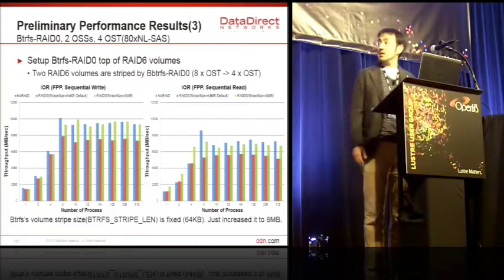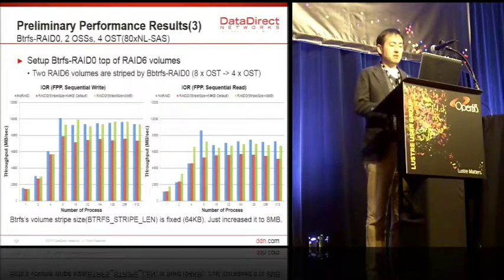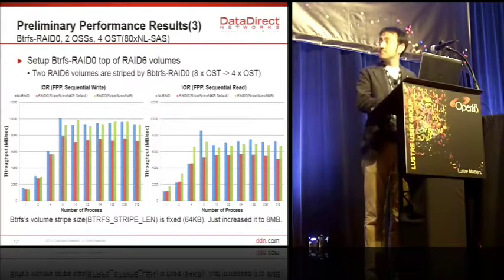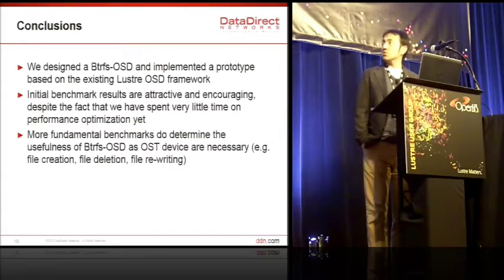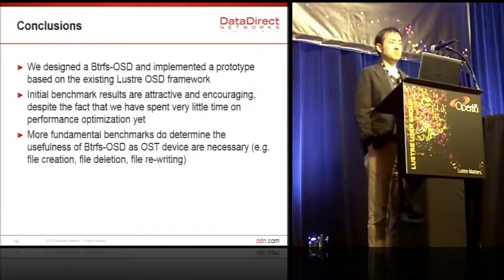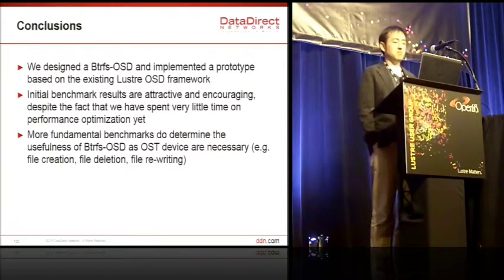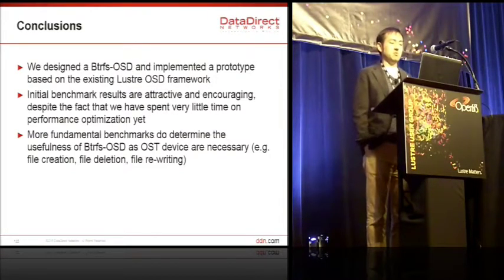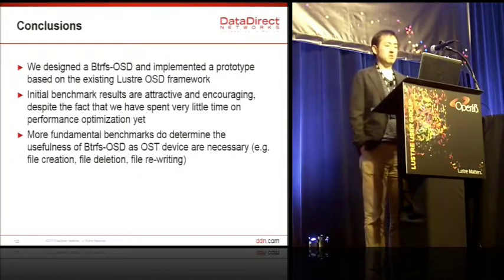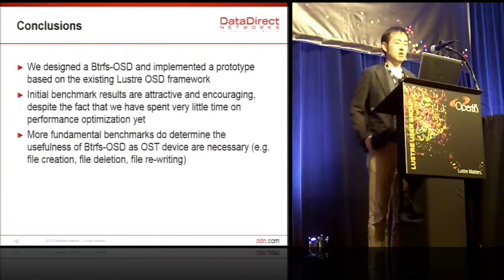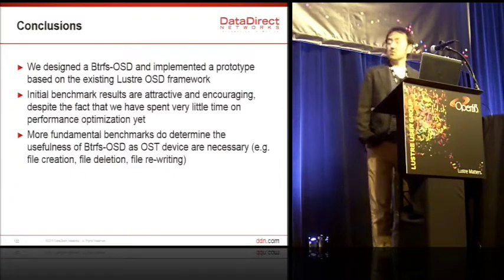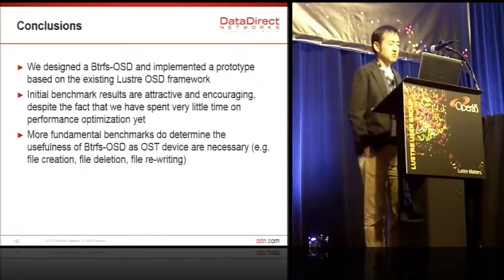So we might think there is a performance optimization area here. The conclusion: we designed a new OSD, the backend file system, based on Btrfs. We implemented a simple prototype in the existing Lustre OSD framework. Most of the code is new code, but we didn't change any of the framework. Everything is based on the existing OSD framework.